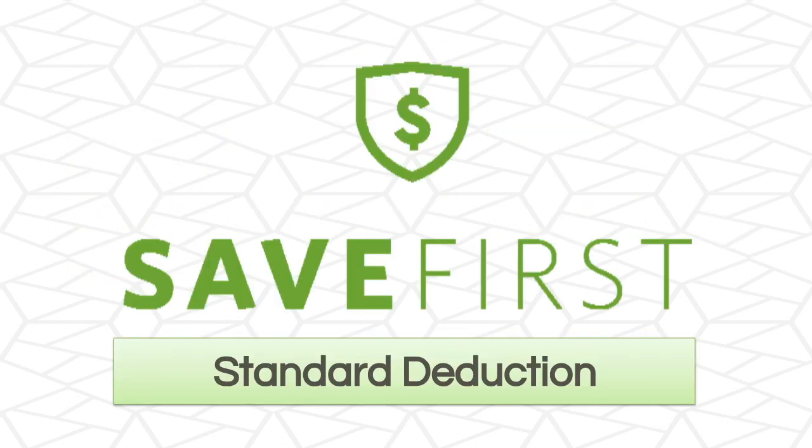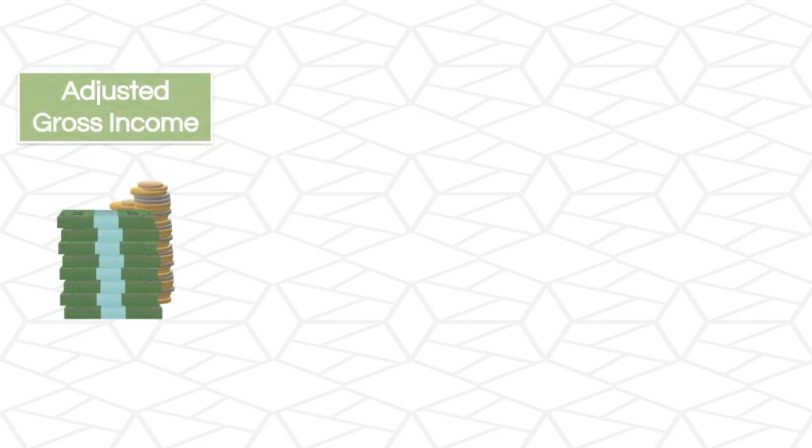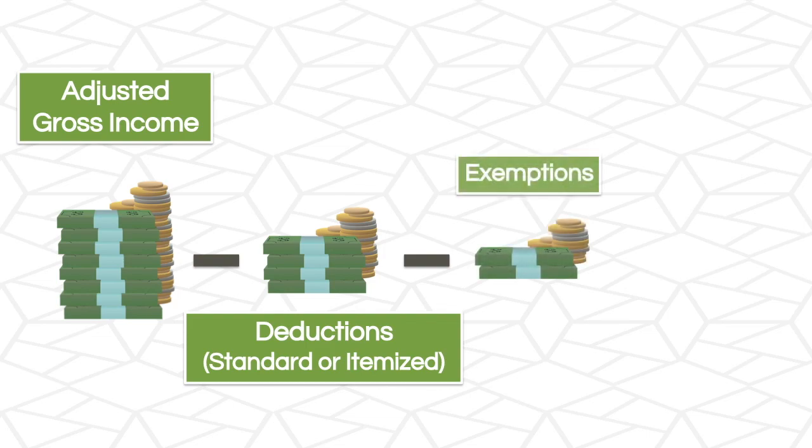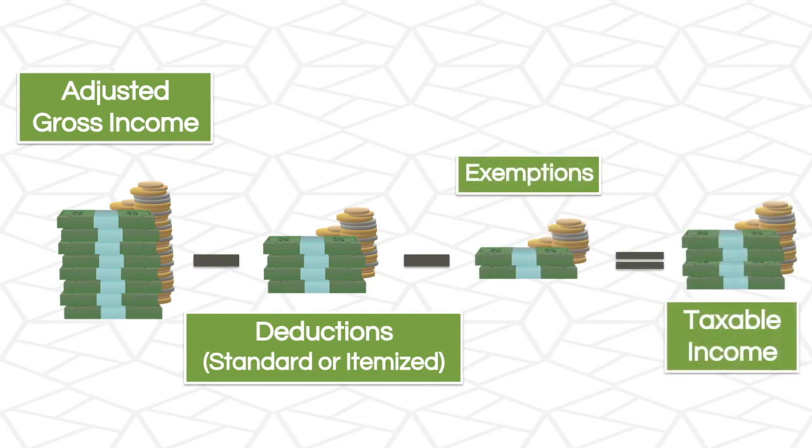Now let's talk about the standard deduction. But first, let's recap where we are in the flow of the 1040. So we have our adjusted gross income, and from there, we're going to take the standard deduction, or we're going to itemize deductions. We're also going to subtract out personal and dependency exemptions, and that will leave us with taxable income.